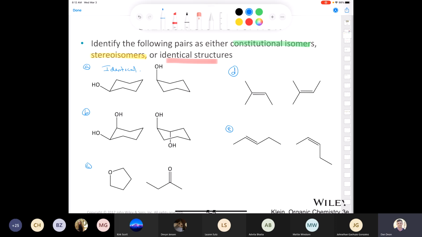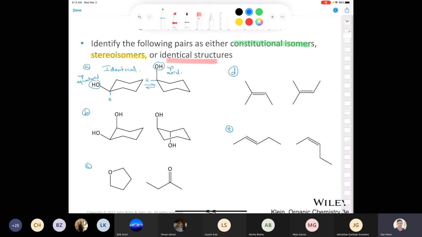Now we know that a ring can flip, right? Here the hydroxyl is up and axial. And when the ring flips, the hydroxyl still has to be up. Here it's up and equatorial, okay? There's the hydrogen pointing down here and the hydrogen pointing down here. And so these are the exact same molecule, they're just flipped.